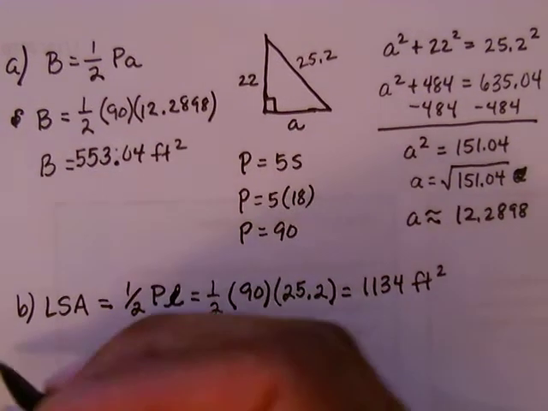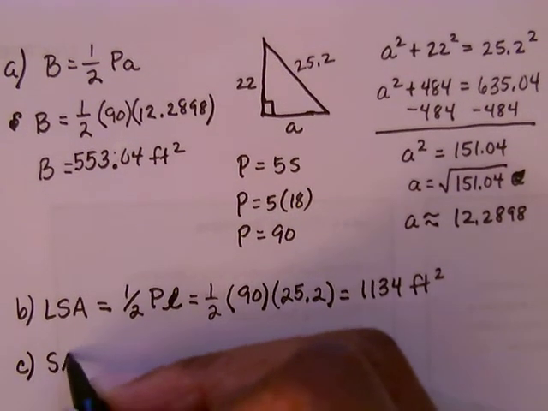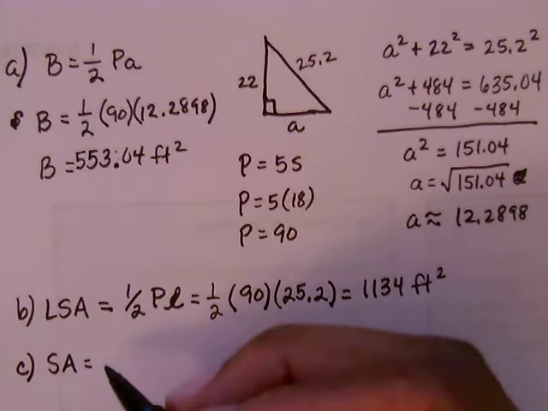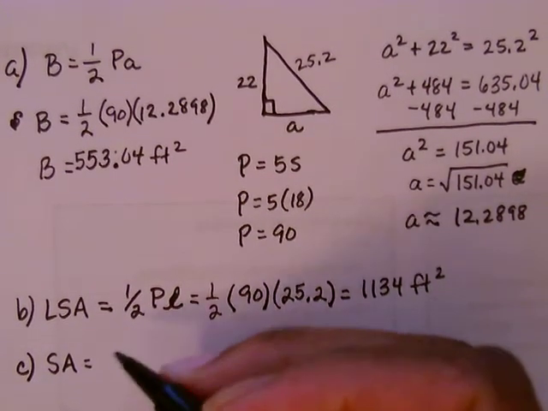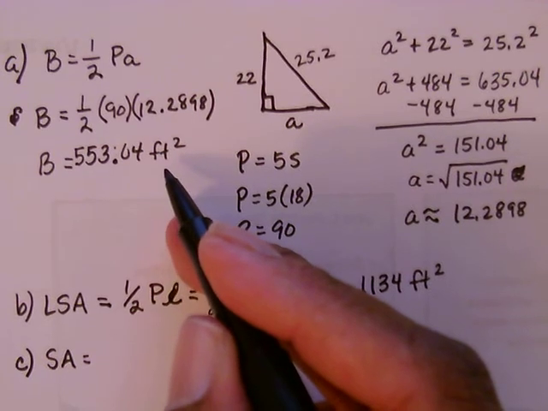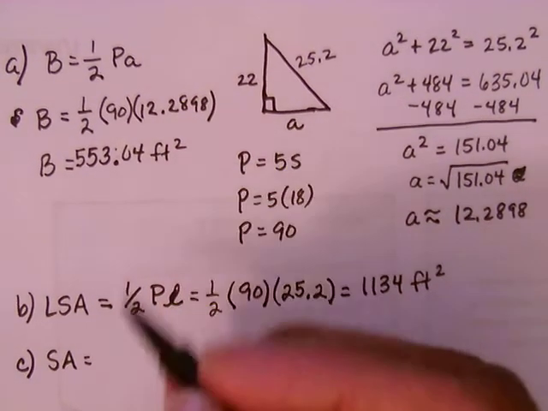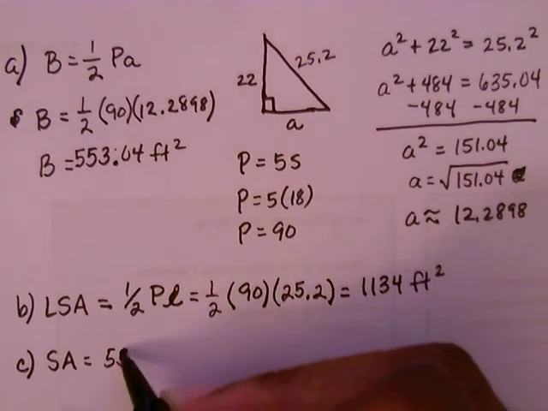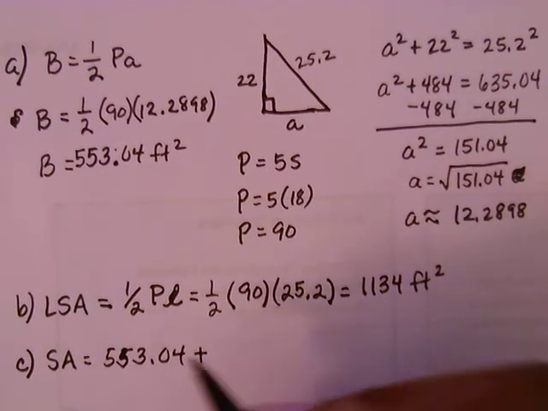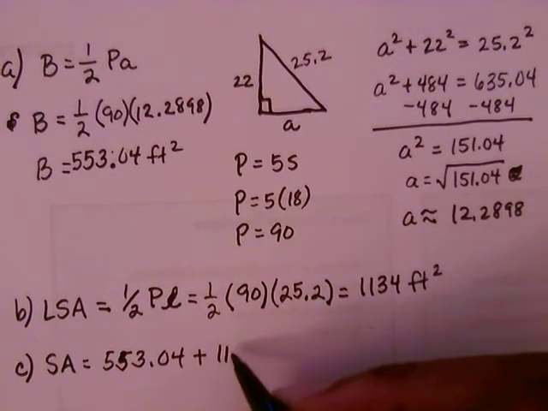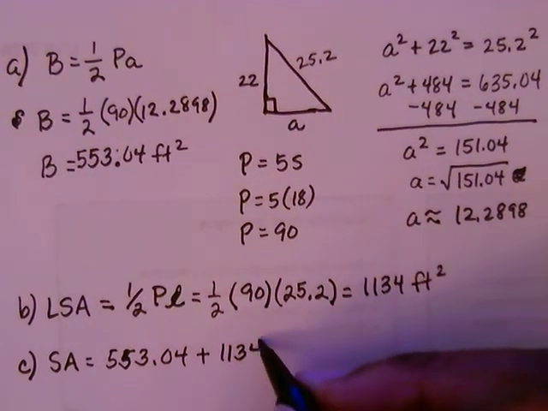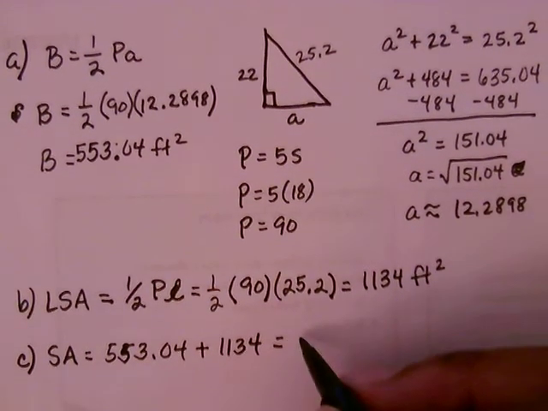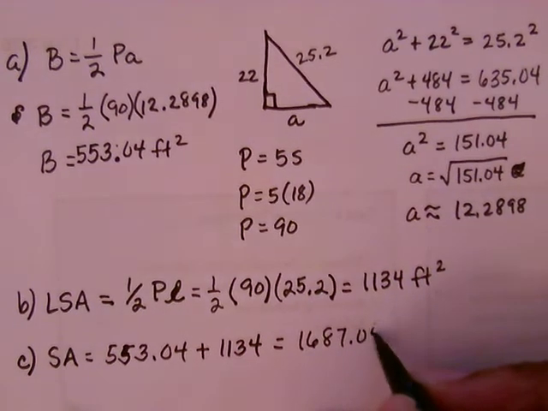And then finally, to find the surface area, that's part C, because I think that's what they want. Find the surface area of the pyramid. That's, of course, this base right here, which is 553.04, because that's the 1/2 P times A, plus the lateral surface area, 1134. Yes, 1134, I was right. So 1134, add that to the 553.04. This will be approximately 1,687.04 square feet.